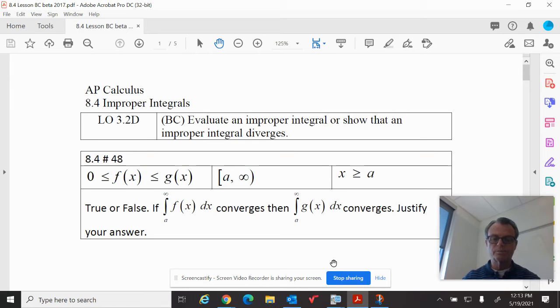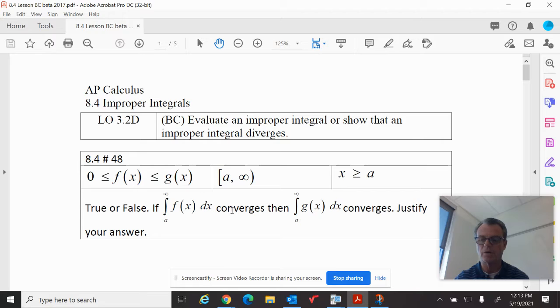Okay, so for 8-4 improper integrals, we're just going to go over a couple of examples. So here's a question from the end of the section. It says f is between 0 and g, on some inclusive interval including a to the right, where x is bigger than a. So if, beginning at a and going to infinity, f converges, then g has to converge. True or false?